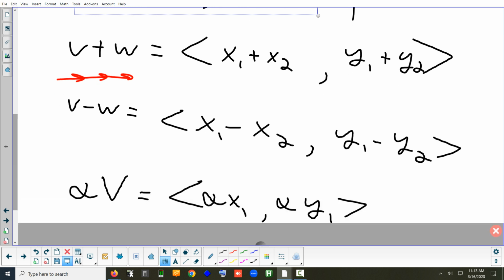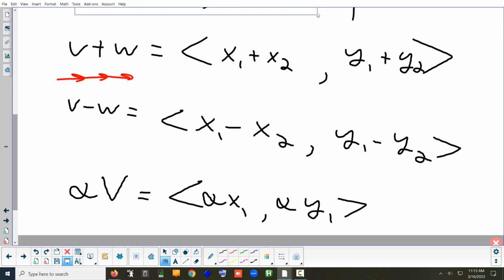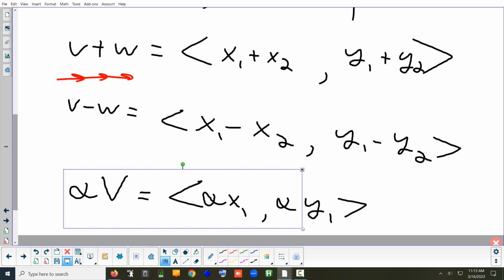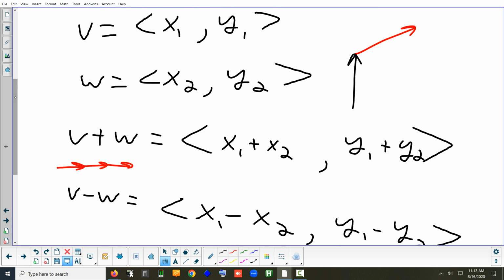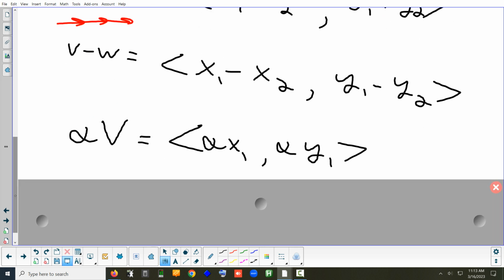Well, when you want to do it without drawing it, you can think of alpha, which is a scalar. It could be a 3, a 2, a negative number, it could be anything. Think of the scalar as being distributed to each component of the vector. So if your vector was x1, y1, and you wanted to double it, well then just double each number in the vector. Double each component. So it's like distributive property.